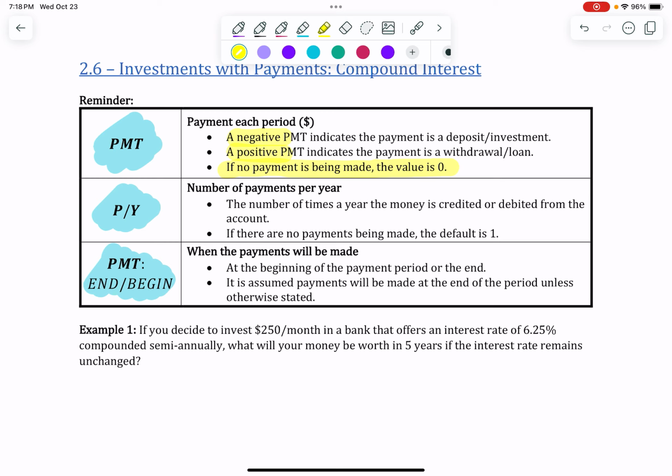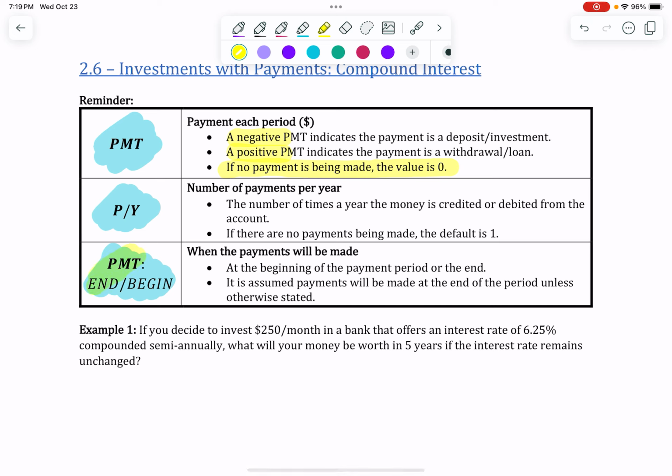Okay? PY just tells me the number of payments I am making per year. So I'll often see that as monthly or weekly, or every time I get a paycheck, and then the question will tell you how often they get paid. Right? So we can figure that out, but it's usually not stated to you as a number. It's usually stated as some sort of word.